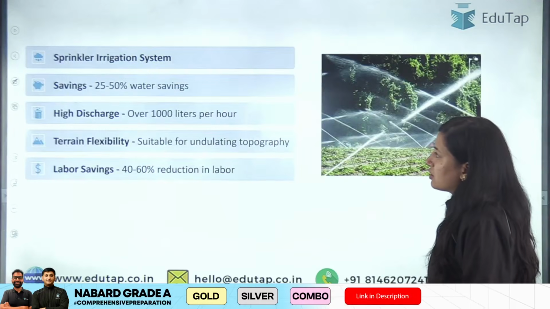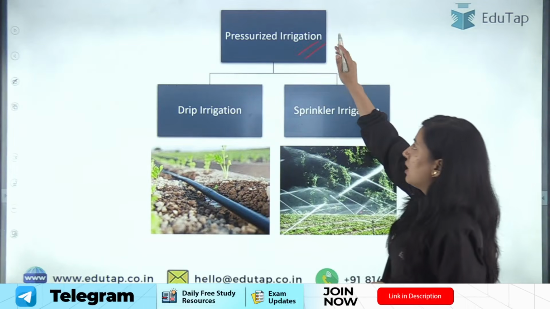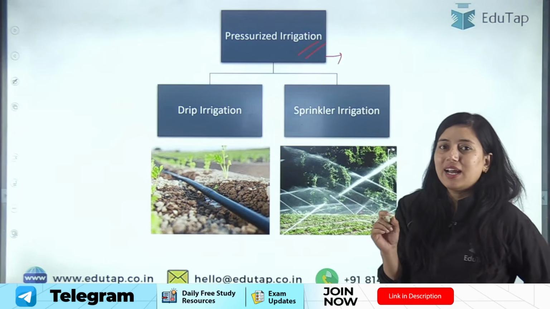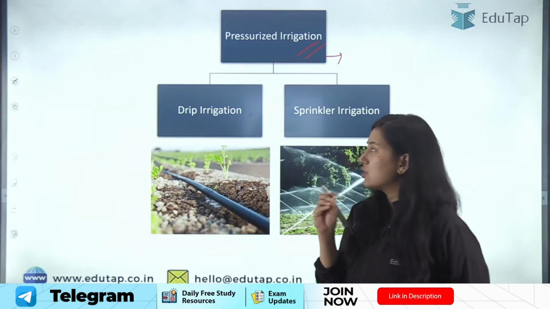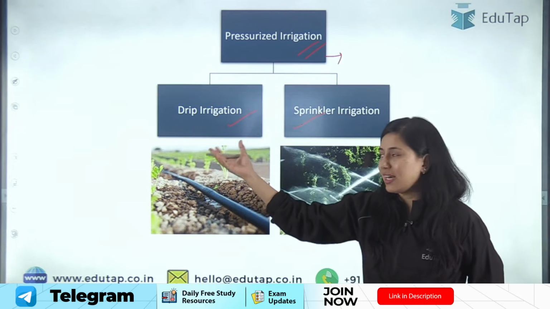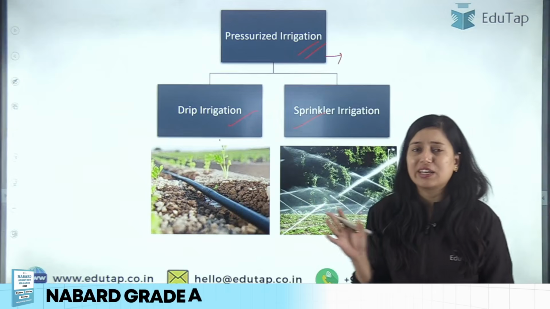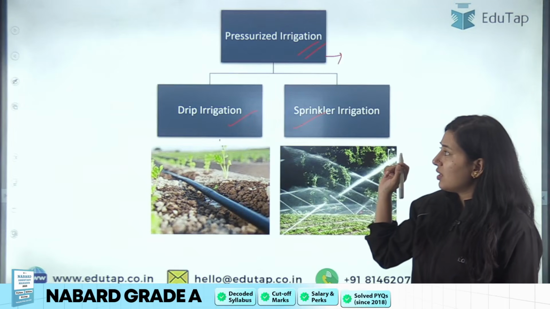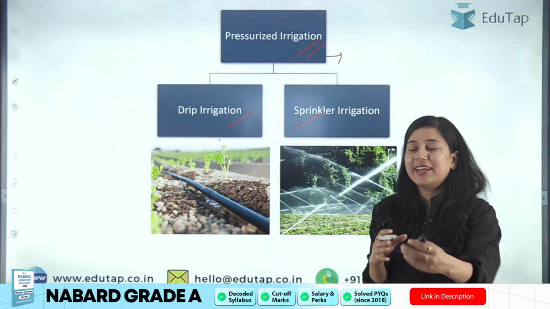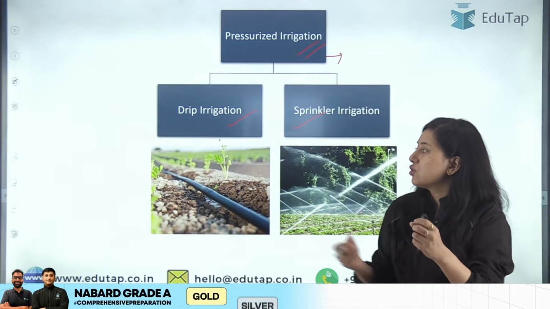Now next we have the pressurized irrigation method. What is the pressurized irrigation method? Where we apply water under some pressure, and it is of two types, drip irrigation and sprinkler irrigation. Very important, questions have been asked from both drip irrigation and sprinkler irrigation. Here under some pressure we are irrigating the crop plant. So it is of two types.